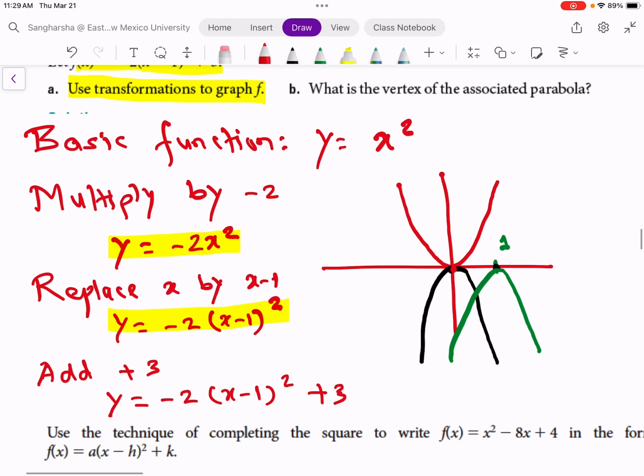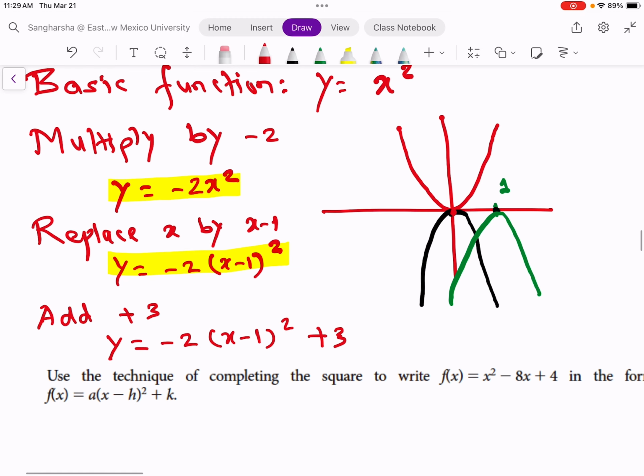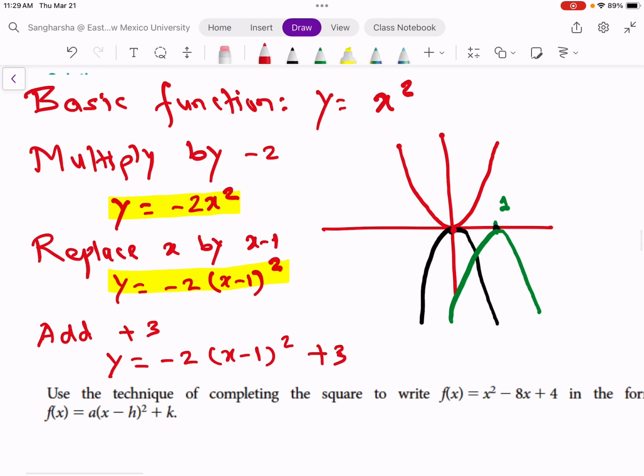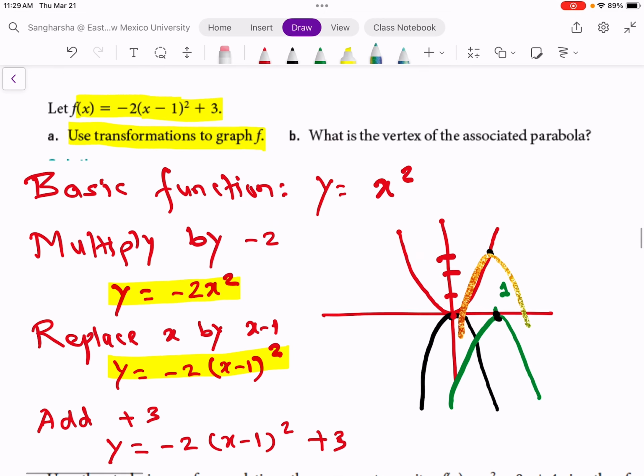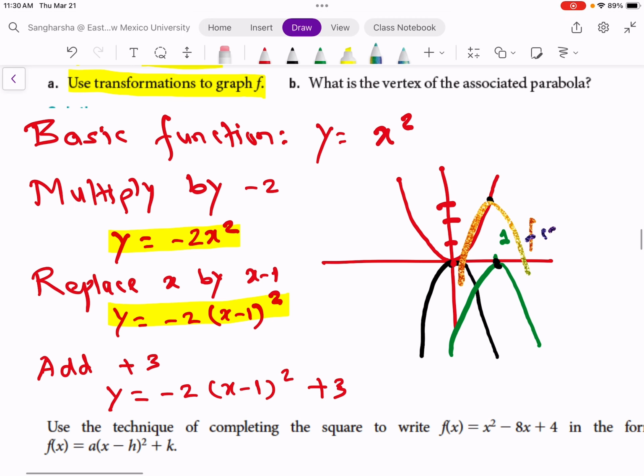Now it's not enough to just write the function. You have to change your graph. What happens to the graph when we add a number to a function? It goes up by how many units? 3. So let's say this is 1, 2, 3. Make sure this is the vertex. We are moving our vertex over here, and this is the final graph for this function, f of x.